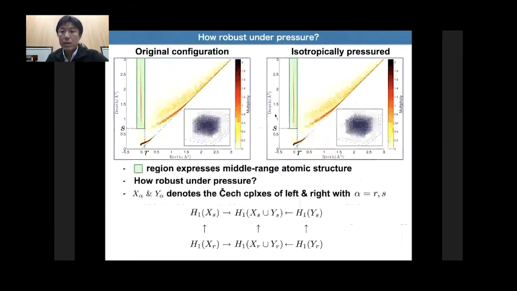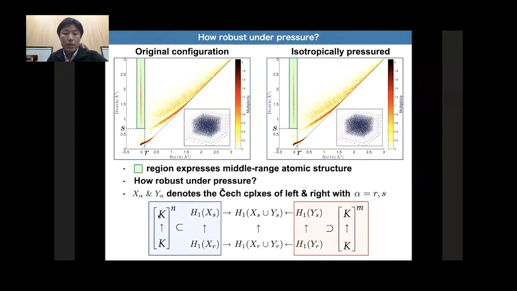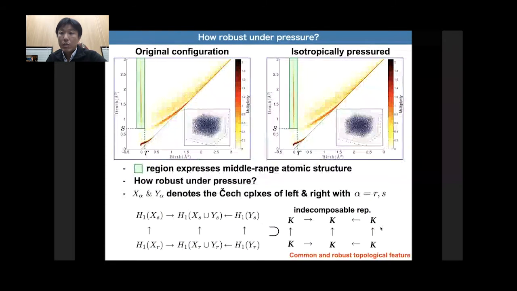So let's compute the persistence diagram of this problem. Let's recall that we are interested in the robustness between these generators and these generators. Those are characterized by the length two intervals on the left and on the right. And we are interested in whether these two generators are matched between the left and the right. So our interesting indecomposable representation is this. It means that the left generator and the right generator are matched by a middle term. It shows the robust generators under pressurization. So we would like to count the multiplicity corresponding to this indecomposable representation from our persistence diagram.